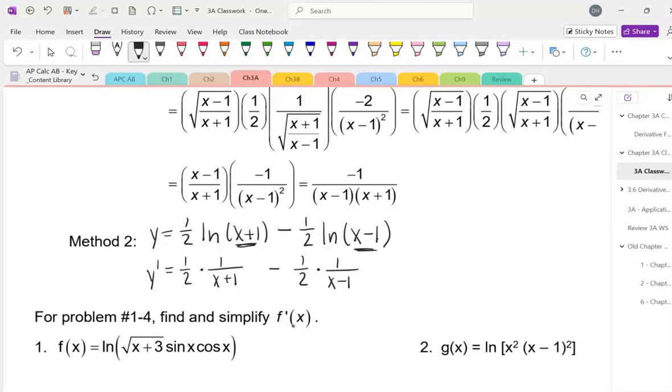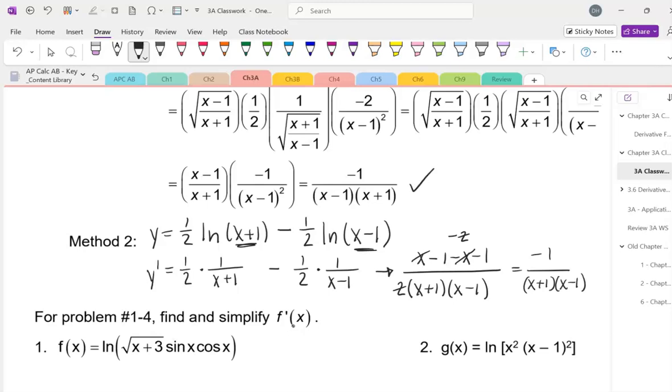If you were to combine your fractions using all of your rules, so to subtract fractions, you need a common denominator, you would end up with x minus 1 minus x minus 1 divided by 2 times x plus 1, x minus 1. And from here, those cancel, you're left with negative 2, which reduces, and you end up with negative 1 over x plus 1, x minus 1, which is exactly what they have right here.